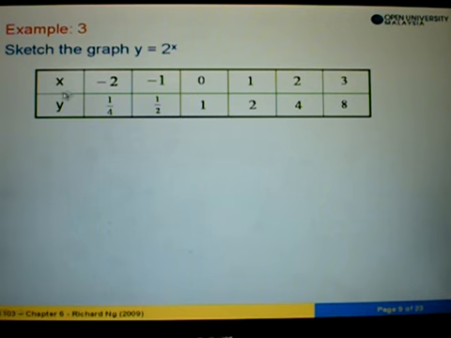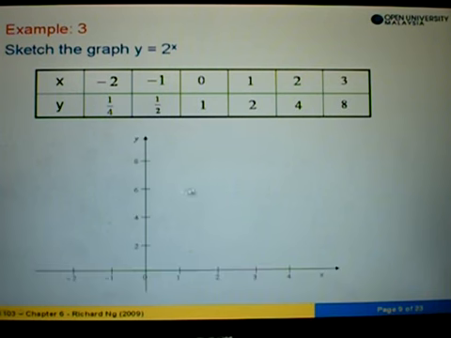What we need to do next is to plot these few points onto a graph paper, similar to this. When we plot all these points, x equals negative 2, y equals 1 over 4. When x equals negative 1, y equals half, and so on. So we will get a pattern similar to this. Next is to draw a line that passes through all these points, so we will get the graph in red here for the equation y equals 2 to the power of x.